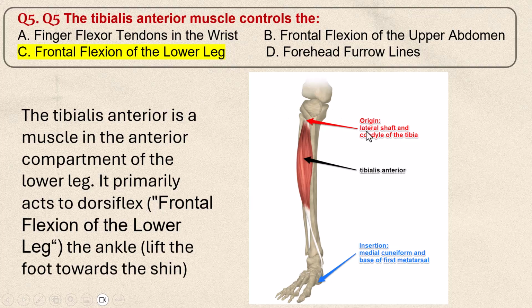You can see here, this is the tibialis anterior muscle. It originates from the lateral shaft and condyle of the tibia and inserts into the medial cuneiform and the base of the metatarsal. This tibialis anterior is a muscle in the anterior compartment of the lower leg. It primarily acts to dorsiflex, that is frontal flexion of the lower leg, to lift the foot towards the shin.